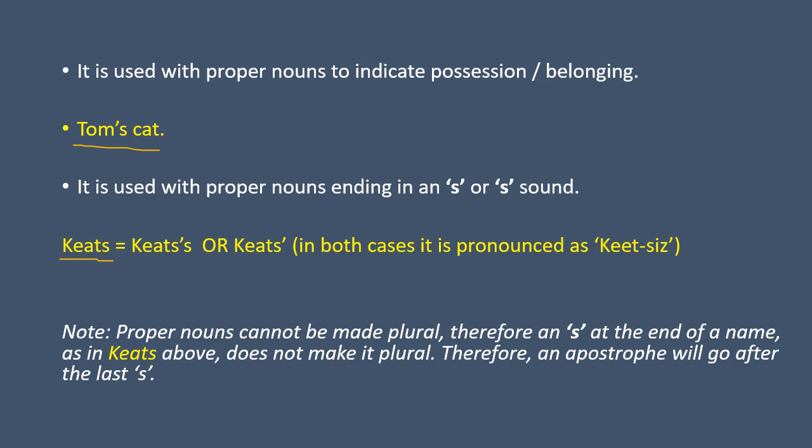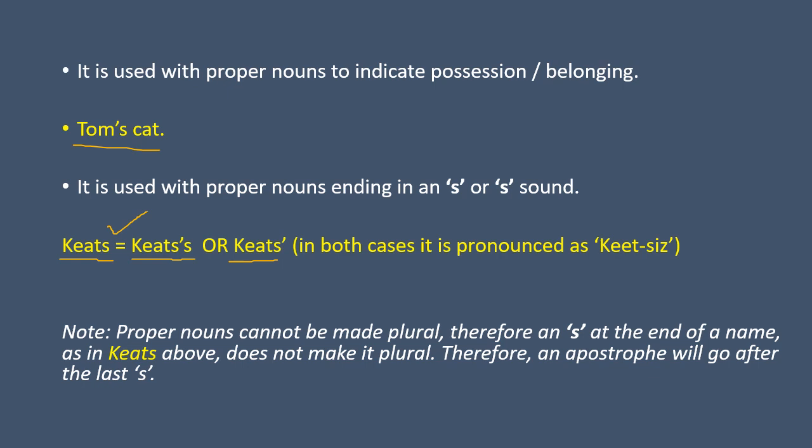So Keats becomes Keats's. So first you write Keats, the full word, then apostrophe and an s, or in some conventions it is Keats'. Okay, so Keats, then an apostrophe. In both cases it is pronounced as Keats's. For example, Keats's poetry is wonderful. Okay, because proper nouns cannot be made plural, therefore an s at the end of the name, as in Keats above, does not make it plural. So this s is not to make Keats plural, it is a part of his name. Okay, therefore an apostrophe will go after the last s.